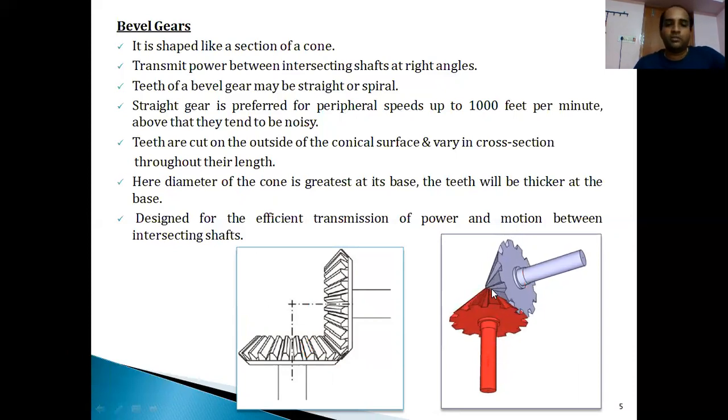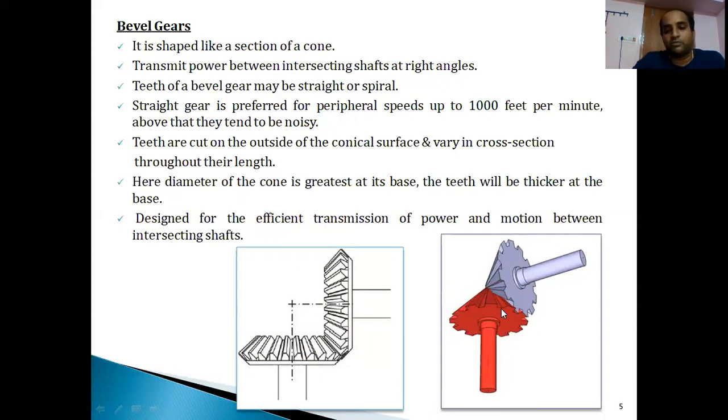When the teeth have been developed on this conical surface, from the base towards the meeting point of the two gears, you can see the thickness of the teeth is not the same. At the base, the thickness is high. As we move towards the meeting point of the two gears, the thickness goes on reducing. That is the reason the diameter of the cone is greatest at the base, and the teeth will be thicker there. Therefore, bevel gears are used especially for efficient transmission of power.